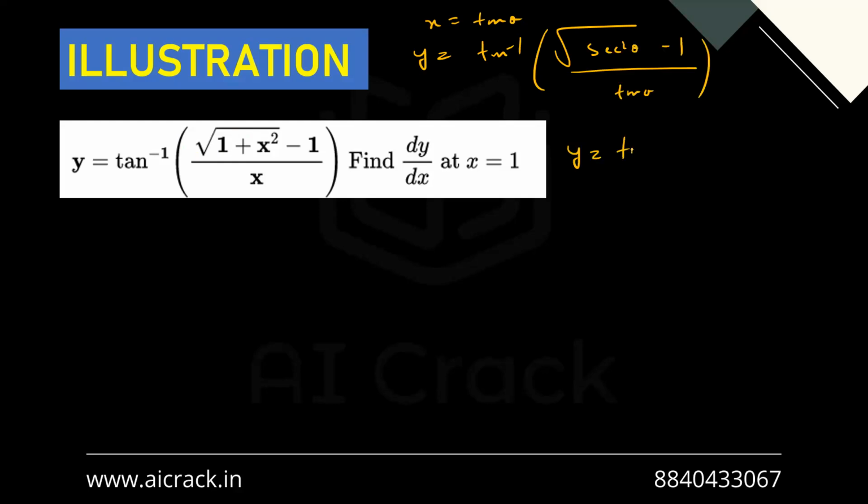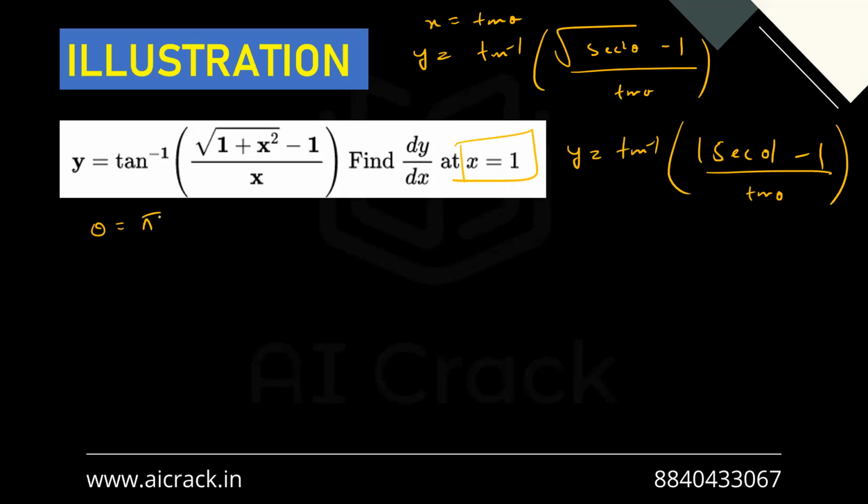Now this becomes y equals tan inverse of modulus of sec theta minus 1 divided by tan theta. Why modulus? Because anything under root or having square comes out as modulus, because under root is always positive, right? Now, when we say x equals 1, we say that theta is basically pi by 4, right? Now, when theta is pi by 4, that is in the first quadrant, we can simply write modulus sec theta as sec theta only, right? So we have y equals tan inverse of sec theta minus 1 divided by tan theta, right?